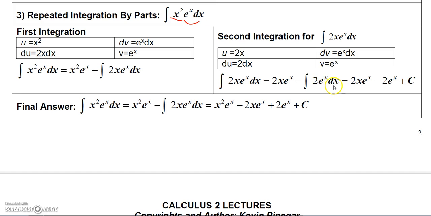And since we know how to integrate e to the x, we can just write this integral as 2e to the x, and of course we have a minus in front of the integral. So that would be 2x e to the x minus 2e to the x plus a constant.